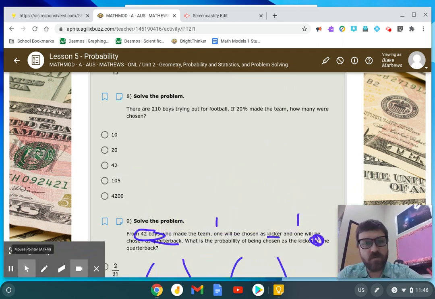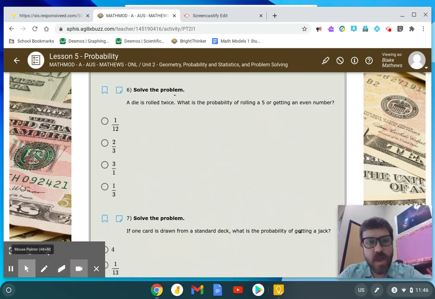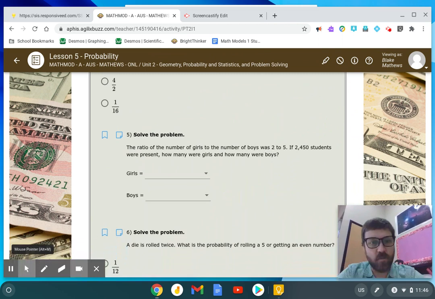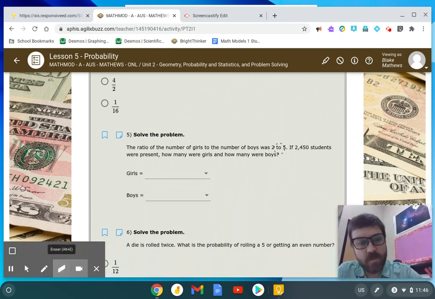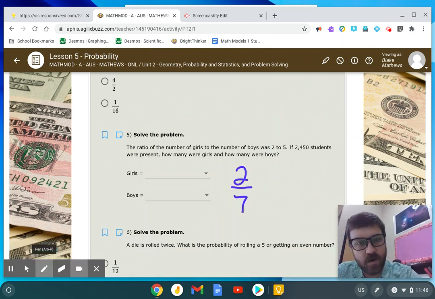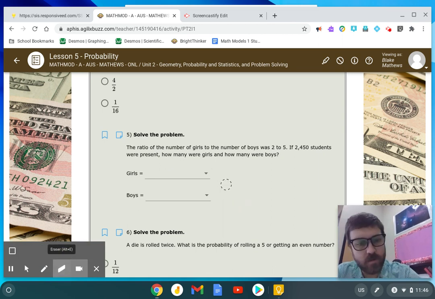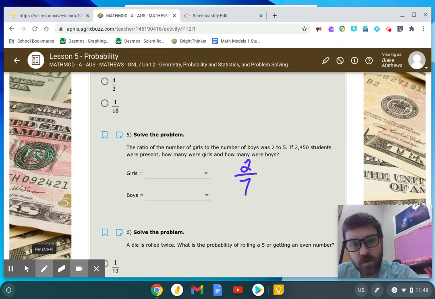All right, so I think you started on most of those. Let's clear all this out. Looking at number 5, the ratio of the number of girls to the number of boys was 2 to 5. So that means that of the number of girls, there are 2 out of 7 girls, and for the boys, there are 5 out of 7 boys. Make that a little bit smaller. There. So for every 7, there's 2 girls. For every 7, there's 5 boys.